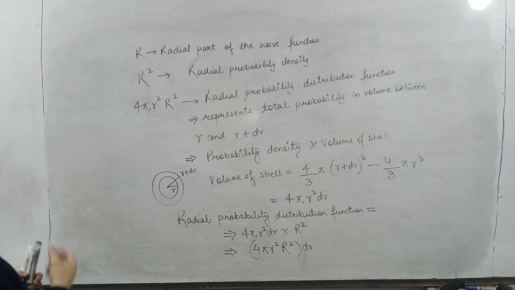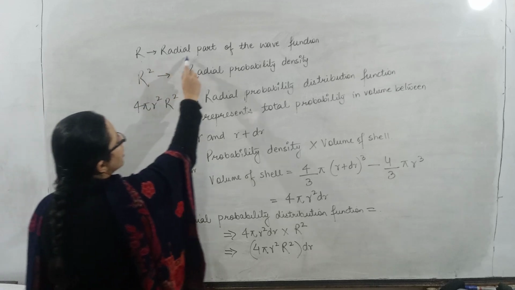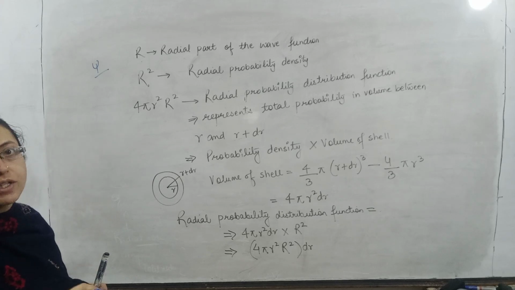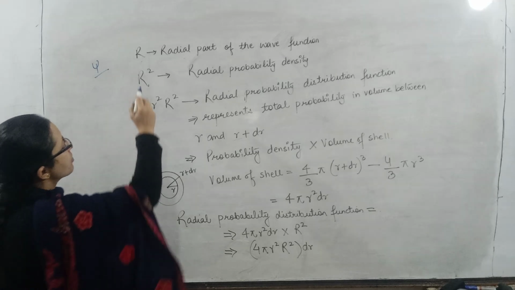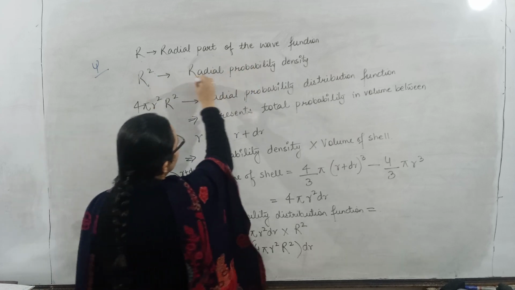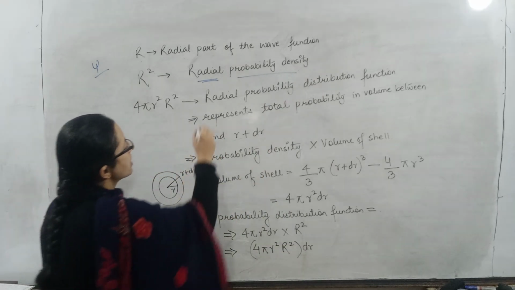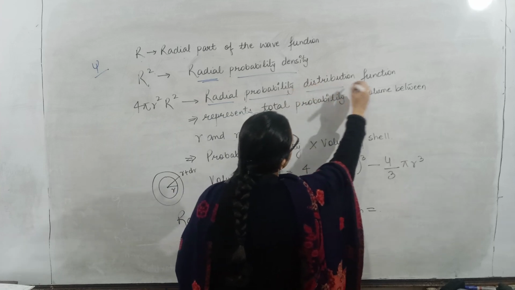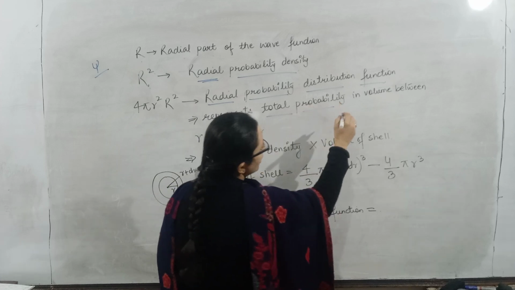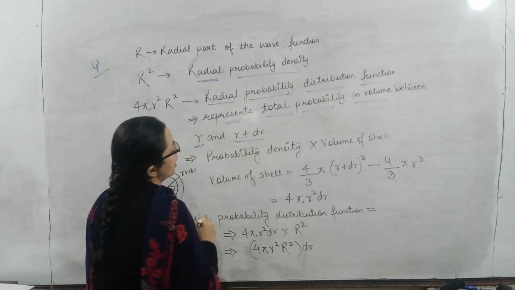Okay, now let's see what is radial probability distribution function. See, R represents the radial part of the wave function. Wave function हमने क्या लिया था? Psi. तो उसको दो parts में divide किया, radial and angular. So R represents the radial part of the wave function. R square represents the radial probability density. Now there is another term that is radial probability distribution function. It represents the total probability in volume between R and R plus dr.